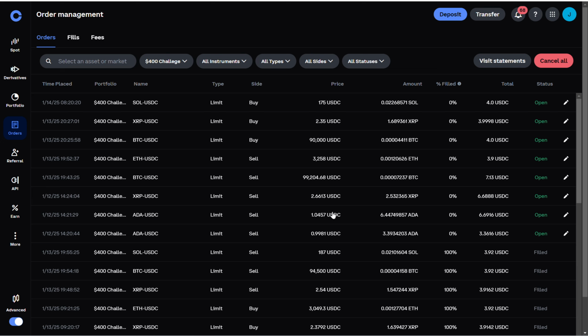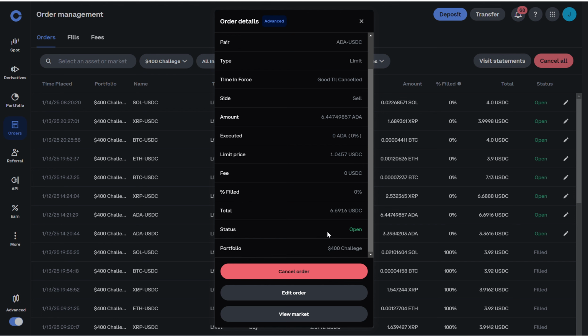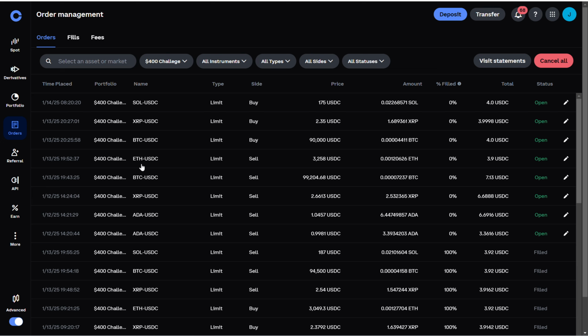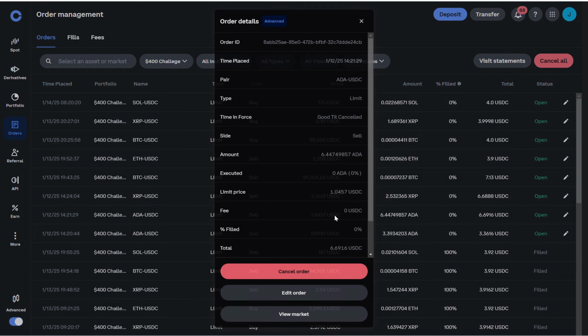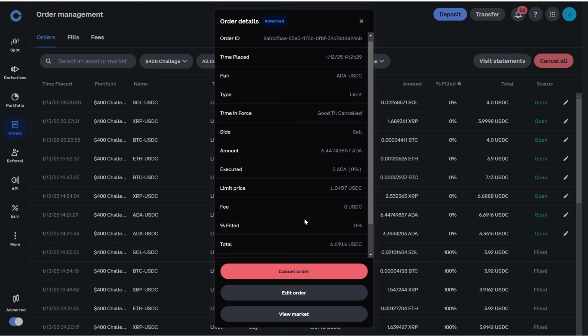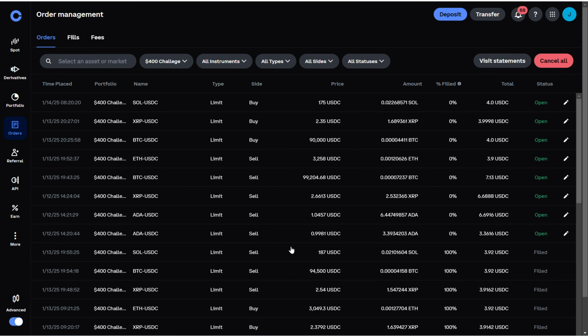ADA cell. ADA 6 right here. Oh no, that's the, we need the, this should be a cell up here. Nope. Nope. We only have this one set. These are the ones that are set for the 5 and 10% gain.